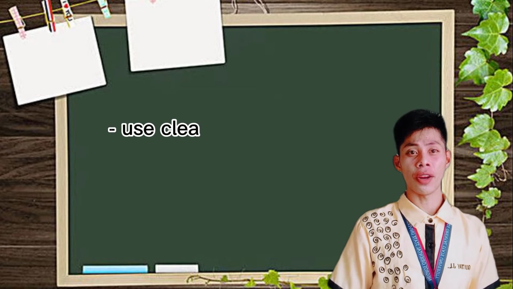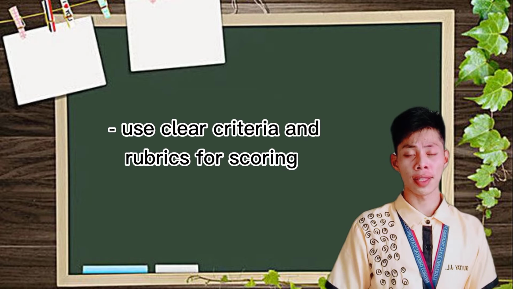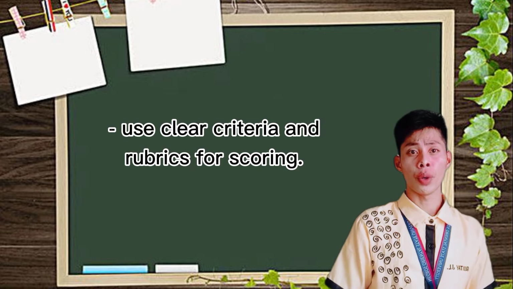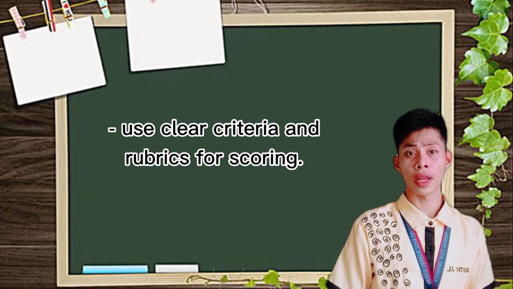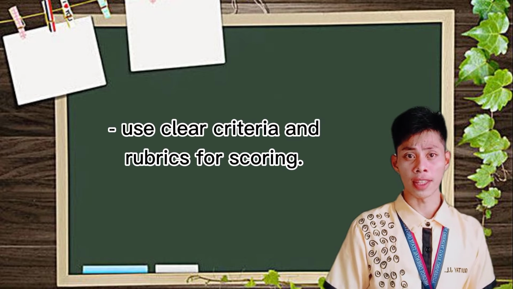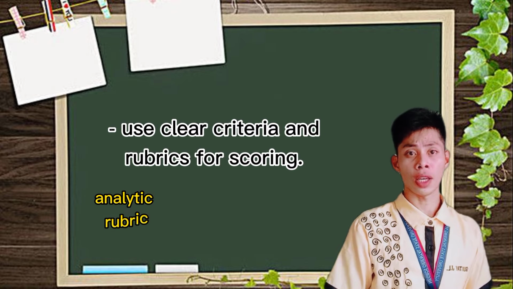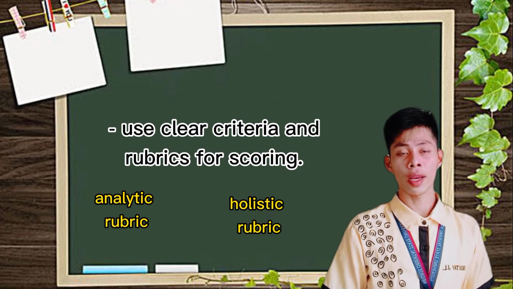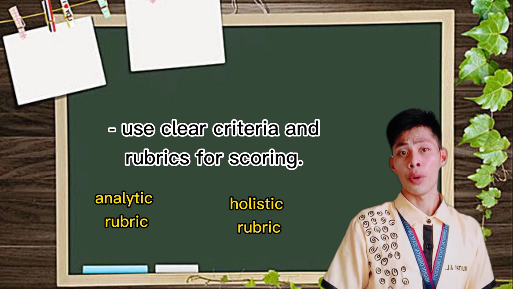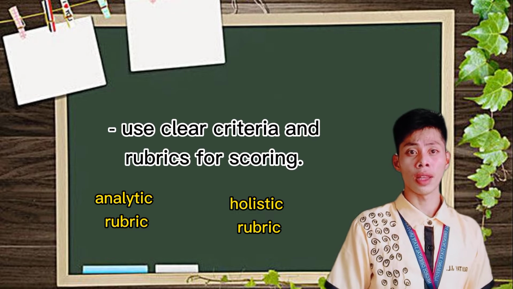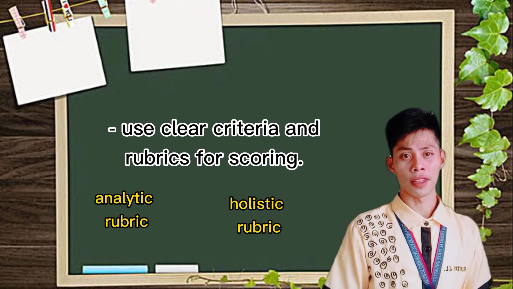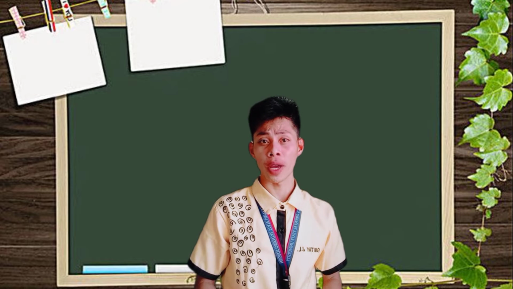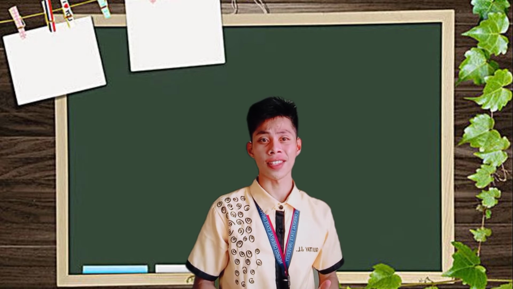Lastly, use clear criteria or rubrics. In the performance assessment, it is necessary to use rubrics for grading or scoring the performance of the students. This could be the analytic rubric or the holistic rubric. The analytic rubric is a two-dimensional rubric. However, the holistic rubric is a single-criteria rubric. In the performance assessment, teachers should interact with the students as they engage in the task.